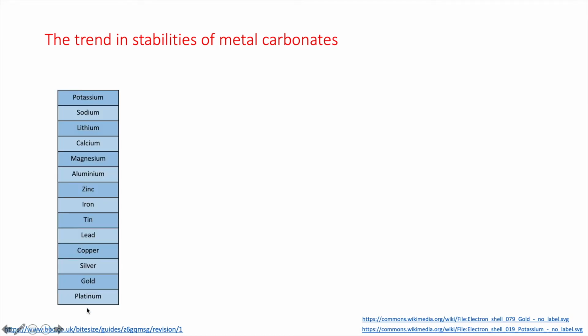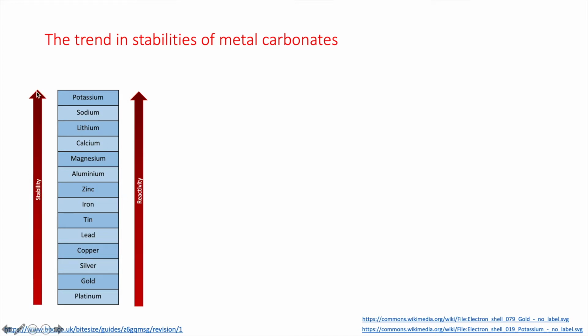So here you can see a table of metal carbonates. Now this arrow shows that the reactivity increases as you go up the table, and also the stability of the metal carbonate will increase as you go up the table as a result.